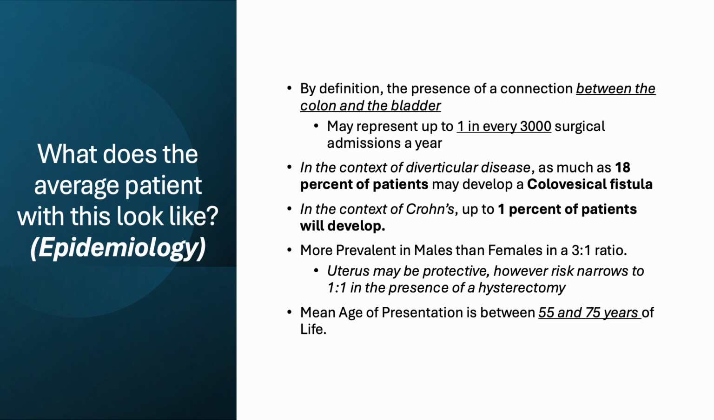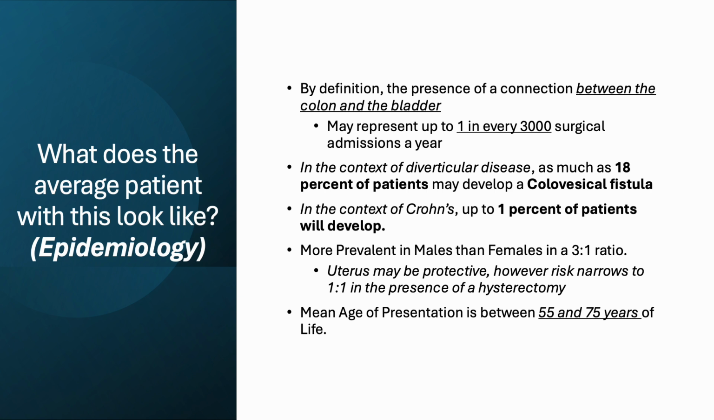It's about 1 out of every 3,000 surgical cases a year, and it primarily occurs in the context of diverticular disease and Crohn's. 18% of your patients with diverticular disease will develop a colovesical fistula, and around 1% are going to develop it in the context of Crohn's. And remember, Crohn's is a transmural inflammation, which is what predisposes our patients to this.